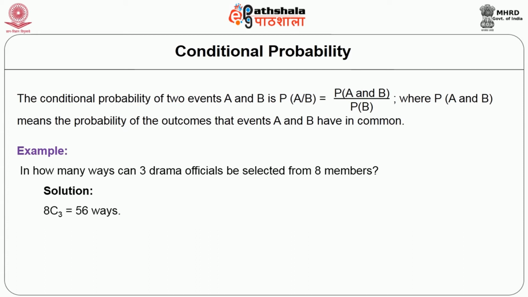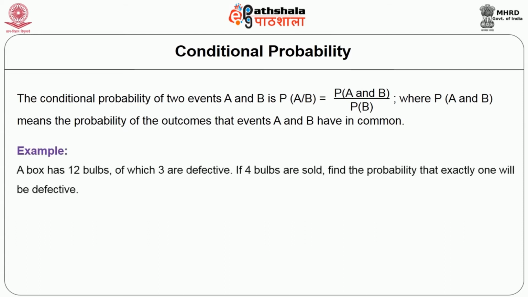So for this you have 8 combinations, you can represent 8 combination 3 is equal to 56 ways you can find out the different options in a different way. Okay. So next example, let us move on to the next example.